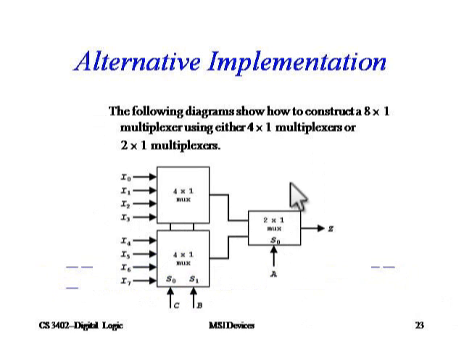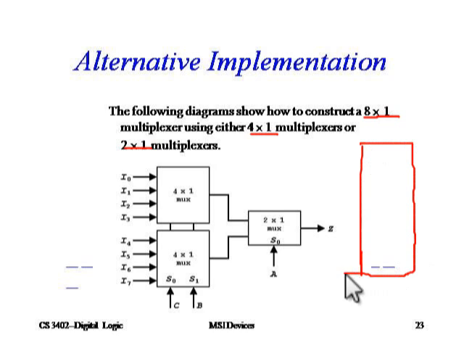Now, one of the important things is we can implement a 2 raised to n cross 1 mux using 2 raised to n minus 1 cross 1 mux. That is, what is done over here is we have implemented 8 cross 1 mux using 2 4 cross 1 mux and 1 2 cross 1 mux. So, an 8 cross 1 mux requires 3 selection lines as we saw, and 8 data lines and 1 output.